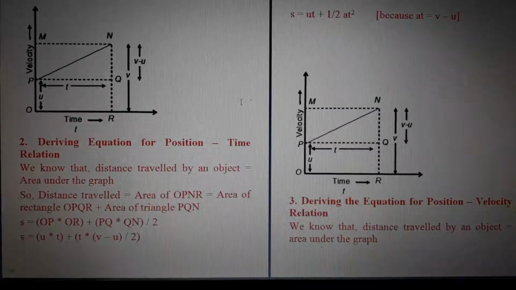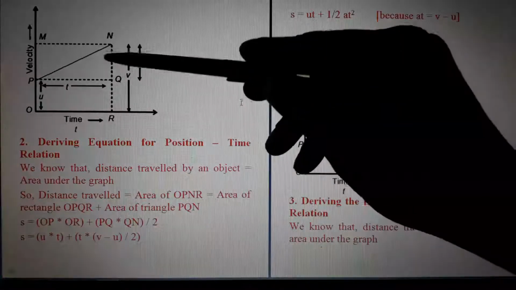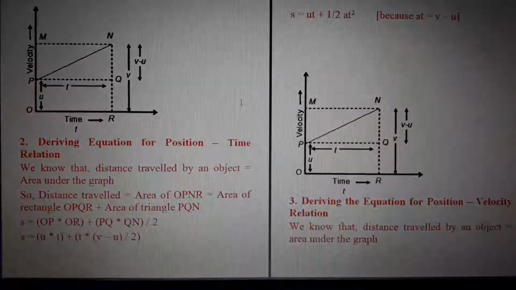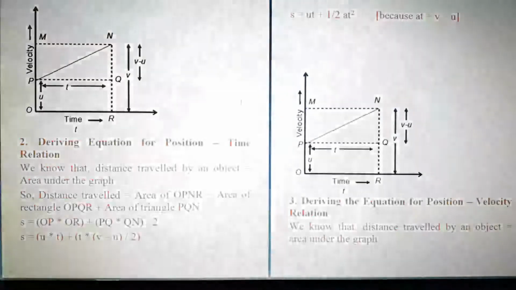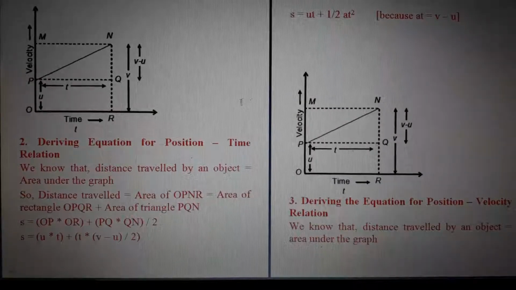If you want to find out the total area, what we want to do? Just add these two areas. The area of the rectangle and the area of the triangle will give the entire area of this figure. And the entire area of the figure is what? Yes, the entire area of that figure is the total area, that is the displacement or the distance traveled by that.